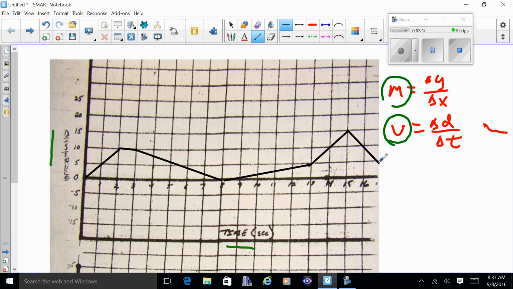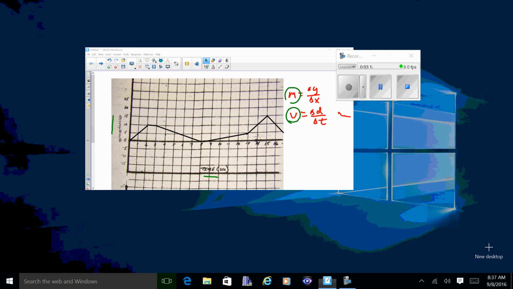The next set of instructions tells you to figure out the acceleration graph. Well, let's look at that now. The acceleration graph.